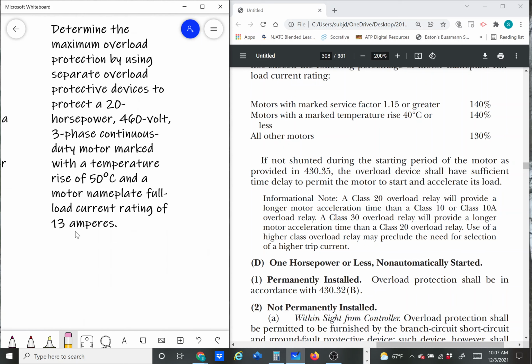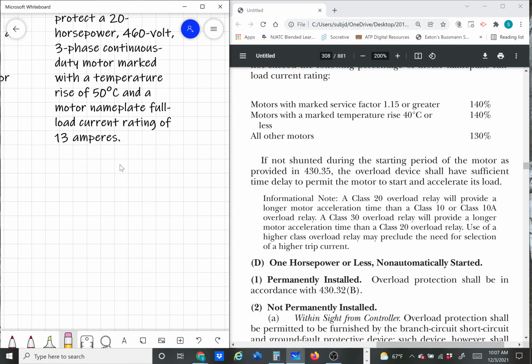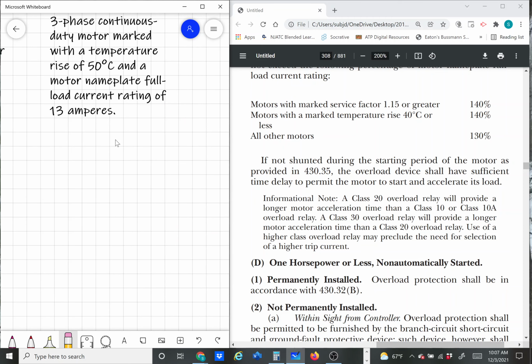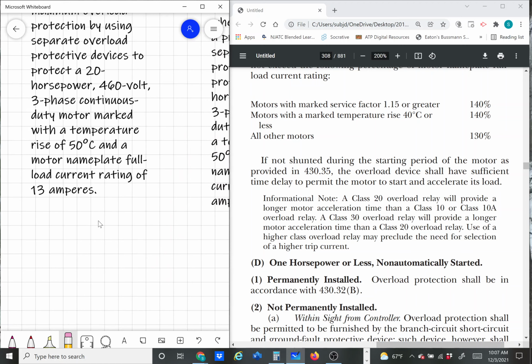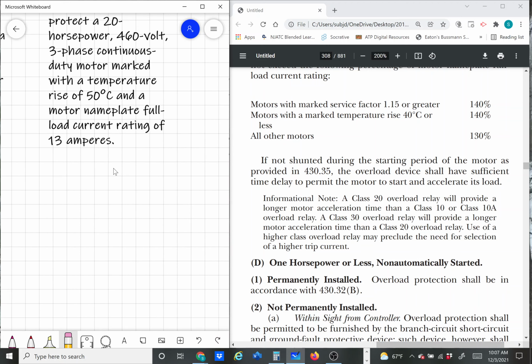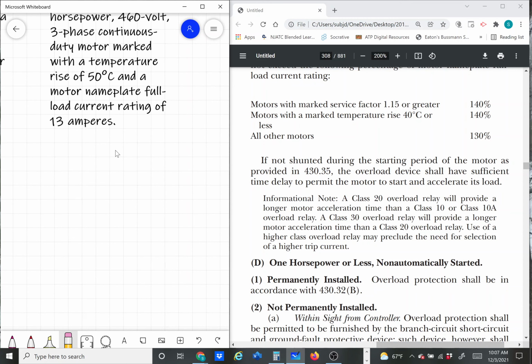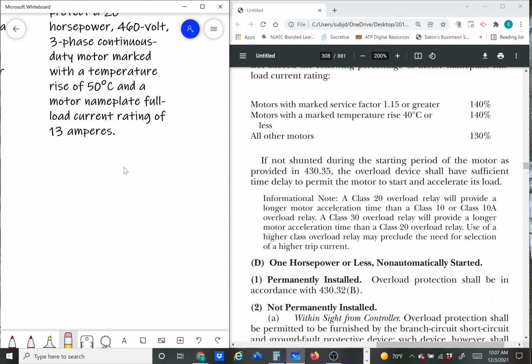Determine the maximum overload protection by using a separate overload protection device to protect a 20 horse, 460 volt, 3-phase continuous duty motor. Realistically, everything that's up there doesn't matter. Here's the meat and potatoes down here, because it doesn't say anything about starting current being a problem up here. So all this stuff up here, I don't even really care about it. I've got a temperature rise of 50 degrees, a motor nameplate full load current rating of 13 amps. So the first thing I have to ask myself in these is, is starting current a problem? I didn't see anything in the question that said that starting current was a problem.